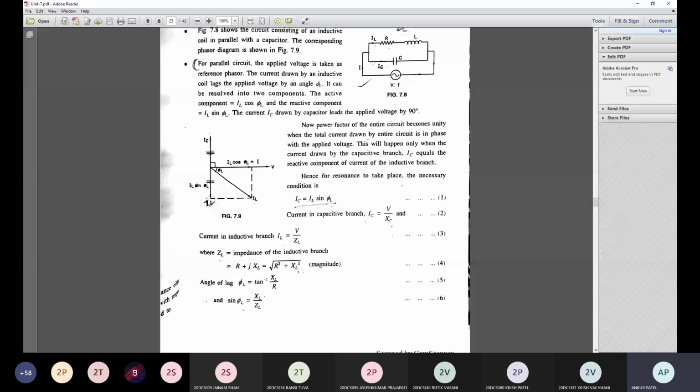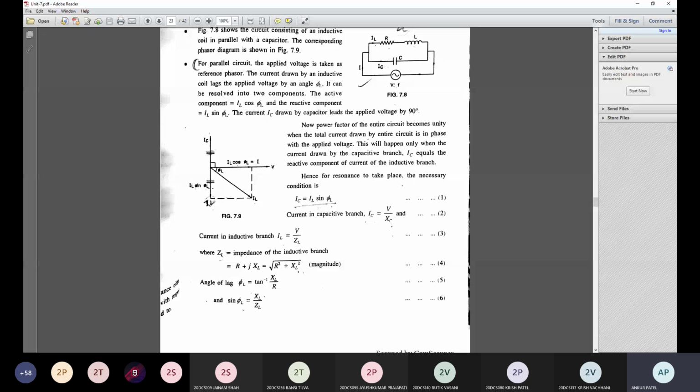Here we have two branches. For this RL branch we have IL current, and for this we have IC current, and this I is the resultant current, and this is our variable frequency supply source. To plot the phasor diagram, we have to take this voltage as the reference. We know IC leads the voltage and IL lags the voltage.